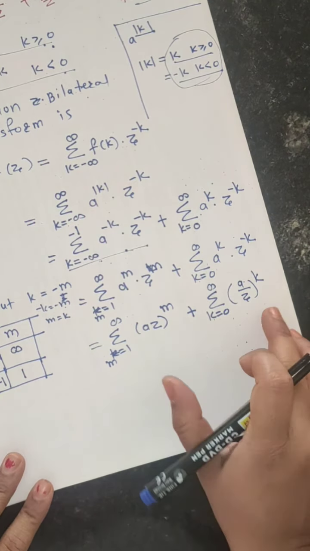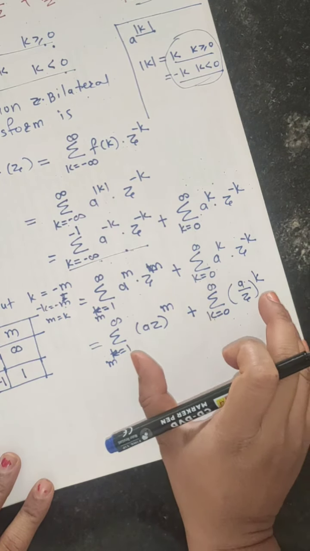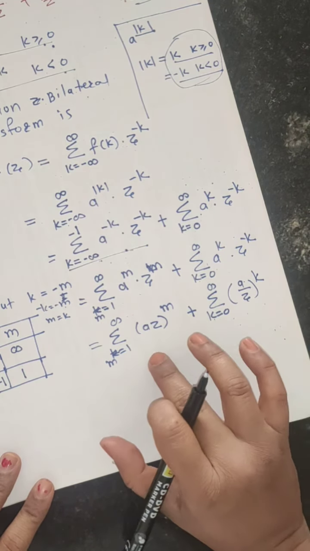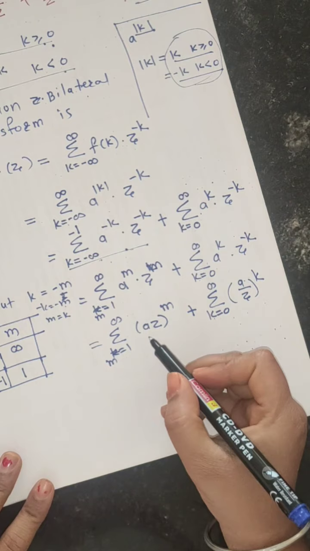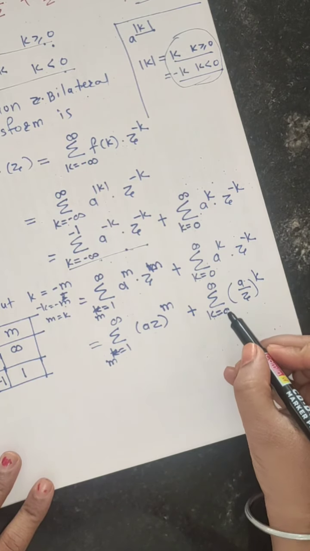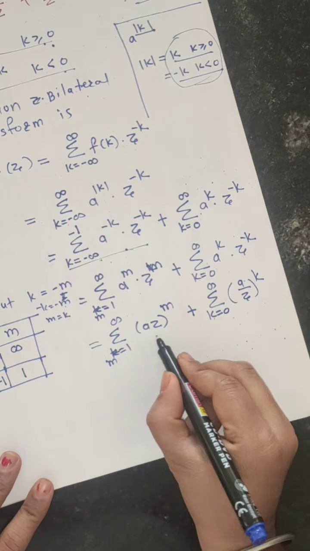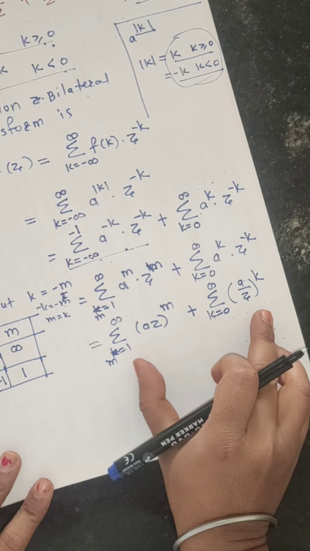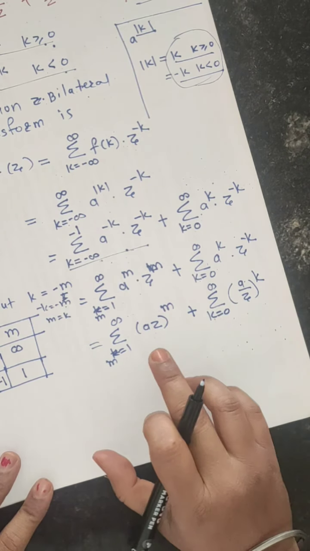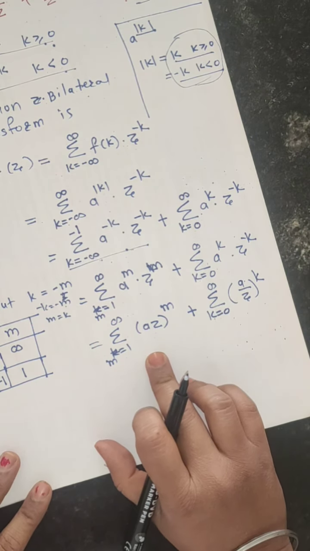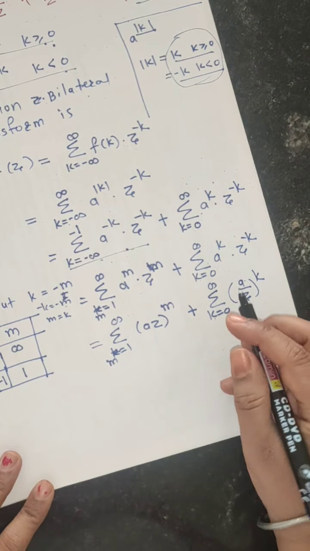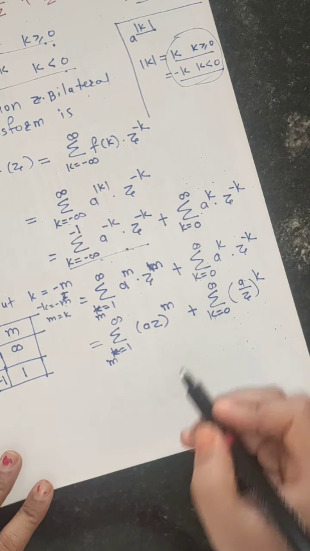Now observe these two power series. These are geometric power series, correct? And we know that a geometric power series converges only for the region where modulus of r is less than 1.